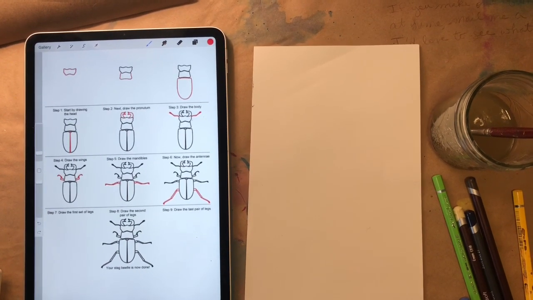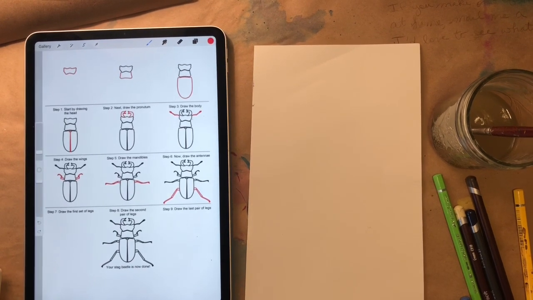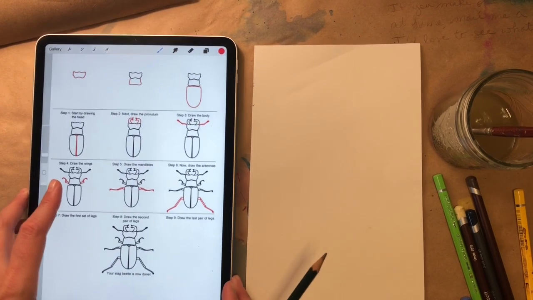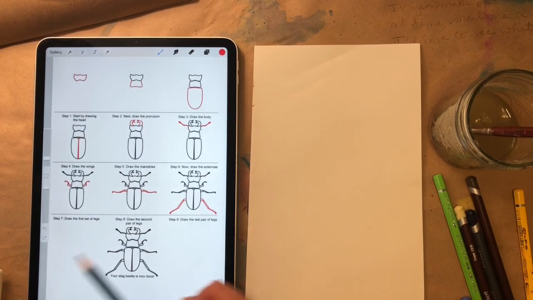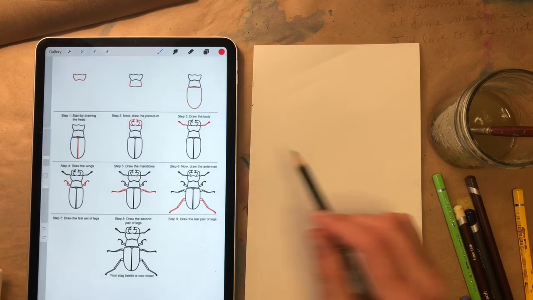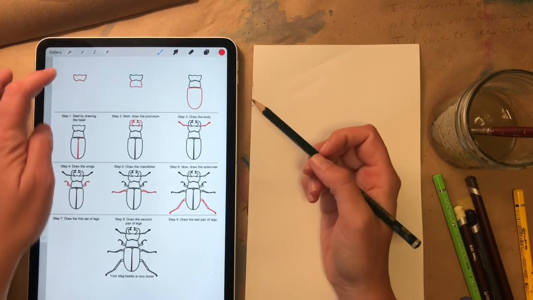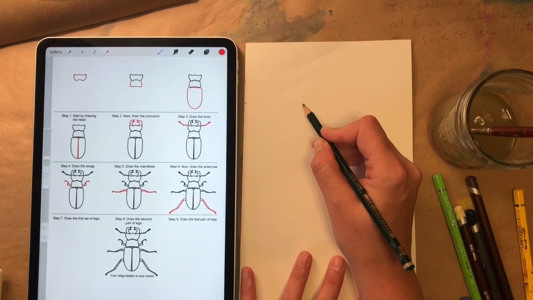Now for beetles. It's another insect that Maria Merian studied. So let's look at this how to draw a beetle handout. And if your beetle does not look exactly like this, that is fine too. So they're starting by drawing the head. I'm just going to do one big beetle here.